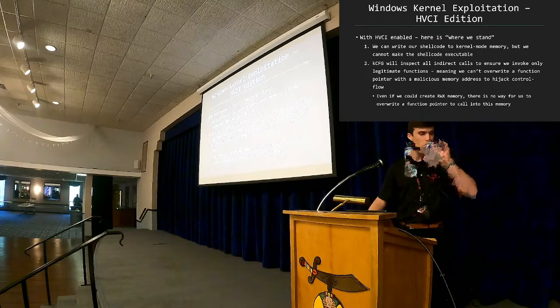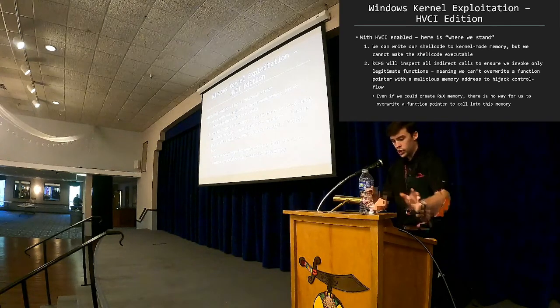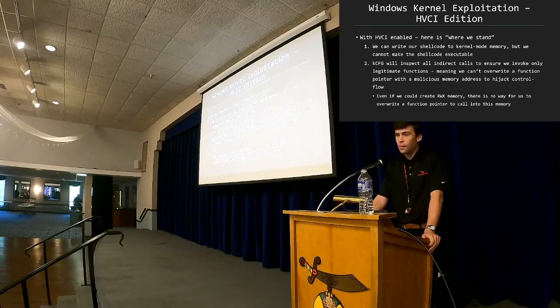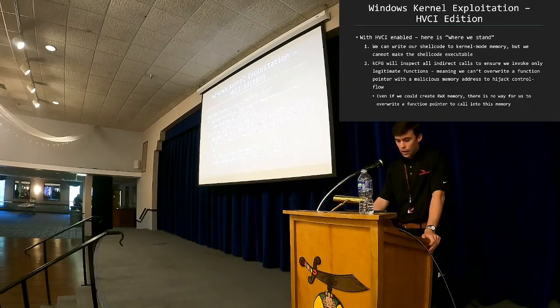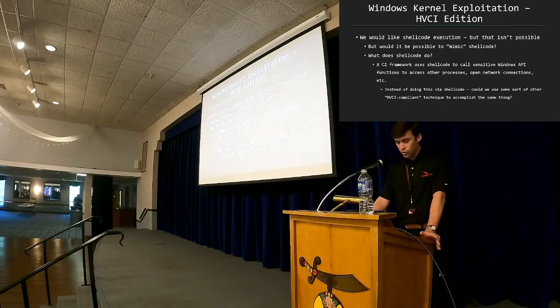We can write our shellcode all day long to kernel mode memory that's already writable, but we can't make it executable. And even if we could make it executable, anytime we try to override a function pointer to go to execute that shellcode, kernel control flow guard will prevent it. So this puts us in an interesting predicament. So what do we do about this?